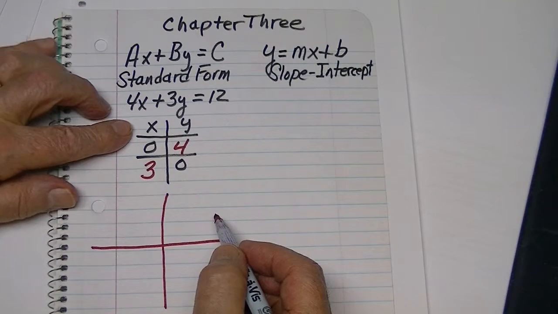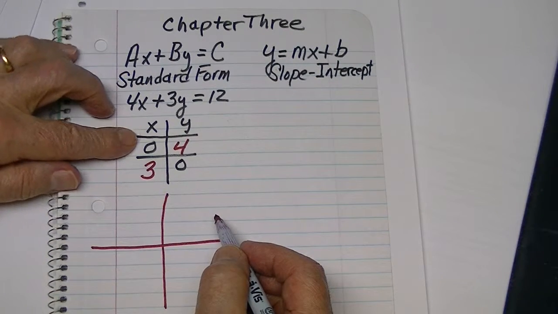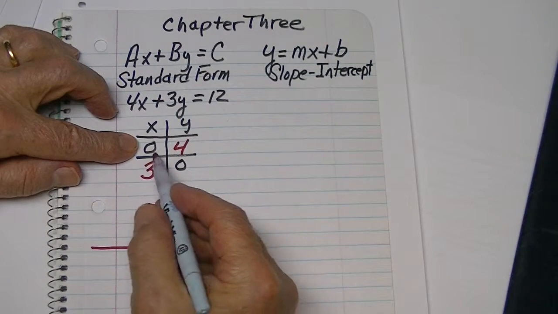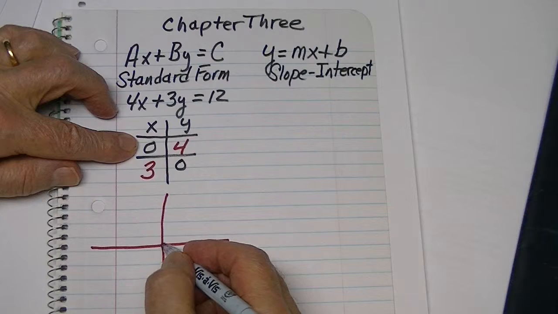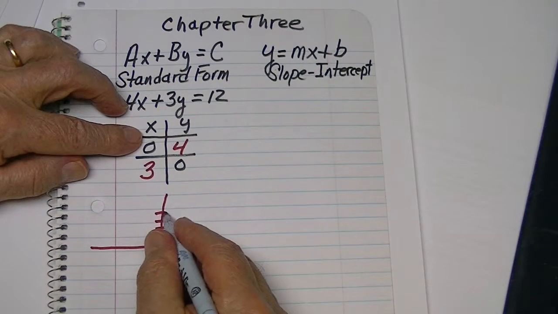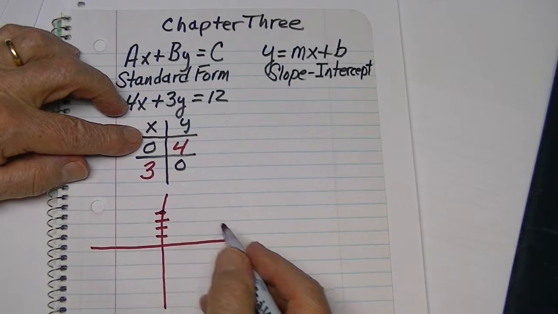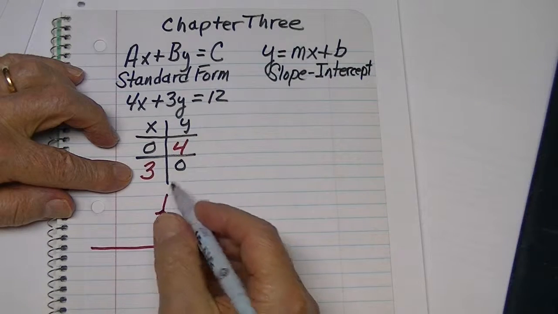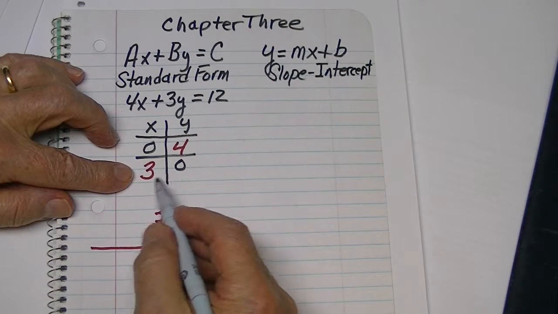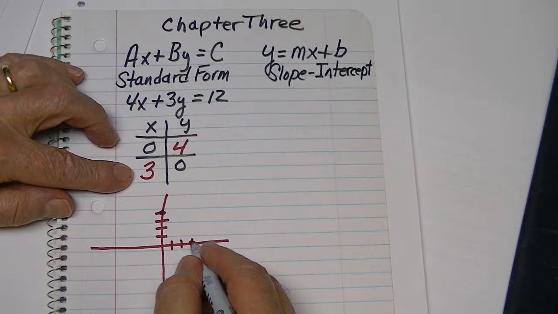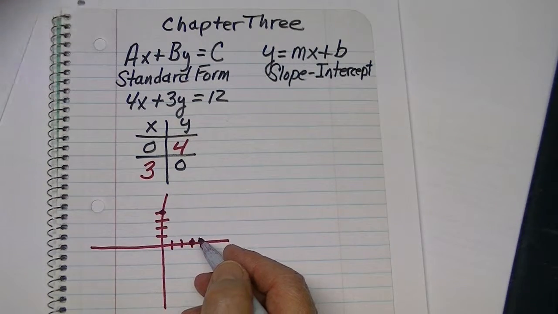And we're looking at, in this case, our y-intercept. X is 0, so we're going to go up 4. 1, 2, 3, 4. Put a dot right there. And here, this is your x-intercept. So we're going to go over 3. 1, 2, 3. And put a dot right there.